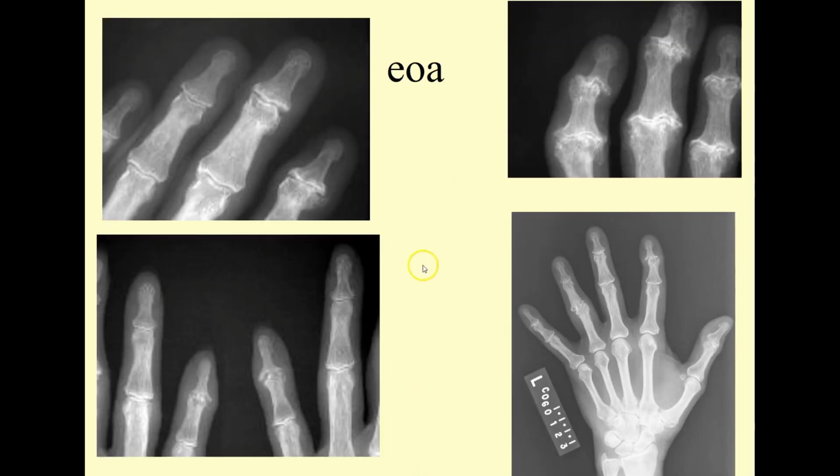Some more examples of EOA. Here again, we've got concentration of DIP disease, and it's both fingers on the right hand demonstrating its more symmetrical pattern. And then a whole hand PA view, and we've got PIP disease over here, I'm sorry, DIP disease over here and here, PIP disease here, and nothing down here. So again, this is a very consistent pattern with erosive osteoarthritis.